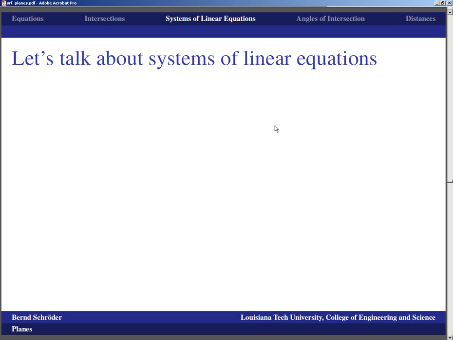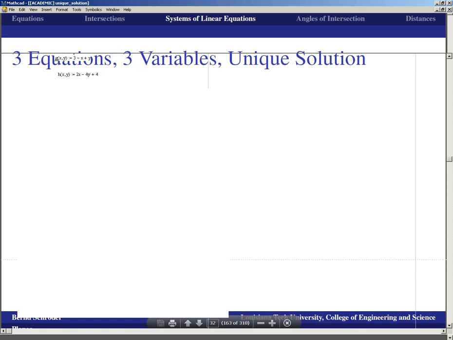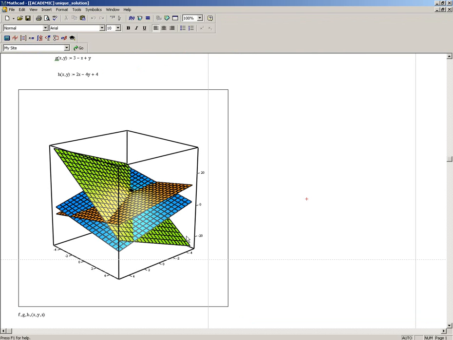So now we can look at systems of linear equations again. When I have three equations with three variables, there is the possibility to have a unique solution. That's what you were told in pre-calculus: the three planes just intersect in the right way, and that is indeed what is happening.